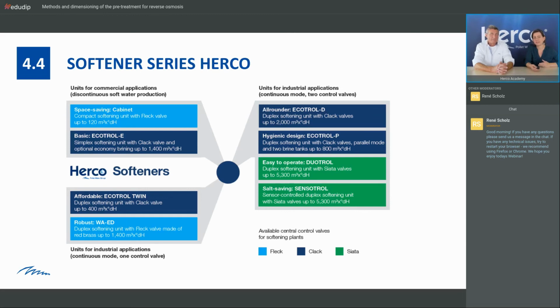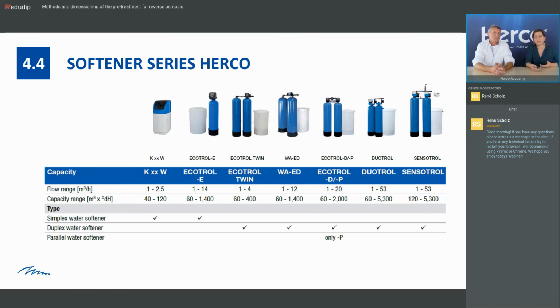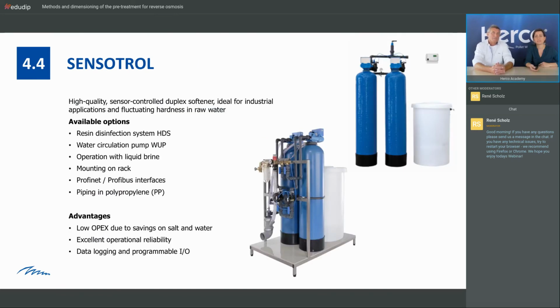These are the softeners that we have. You see there are different types, different valves also, and different sizes. But since you know the systems pretty well, we'll skip that a bit and come to the examples. You see here again the different types, Ecotrol D and P, which is not shown, which has 2 tanks, as we said. And just a very quick word.